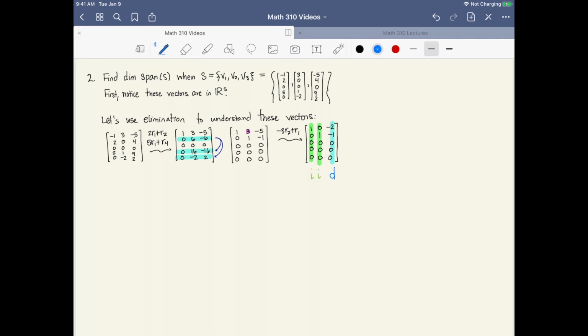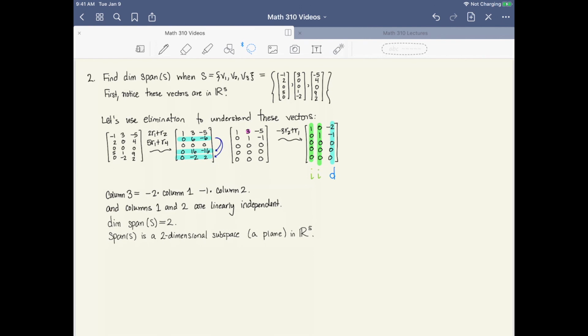And it's easy to read off from this form what the relationship between these 3 column vectors is. In particular, what I see is that column number 3 is minus 2 times column 1, minus 1 times column 2, added together. And columns 1 and 2 are linearly independent. So 3 depends on 1 and 2. 1 and 2 are independent.